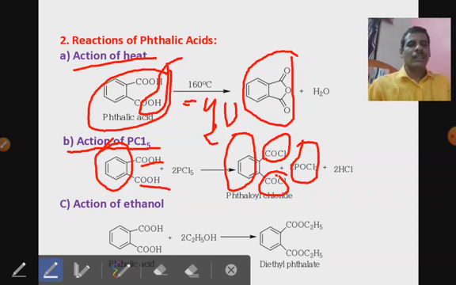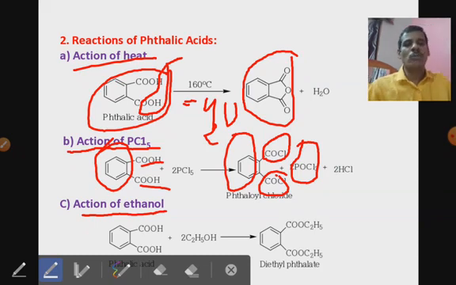Here, chlorination of only the carboxylic acid takes place. See the third, that is the action of alcohol. We know that any carboxylic acid reacts with any alcohol, and there is a formation of an ester.